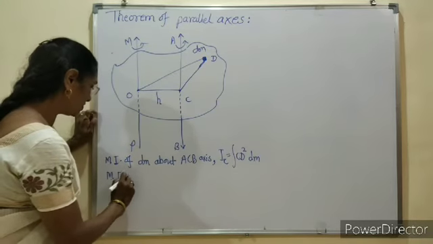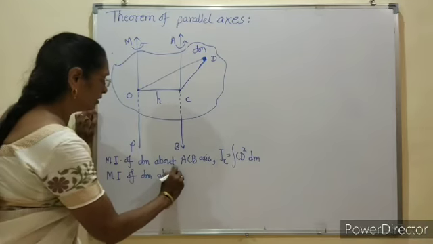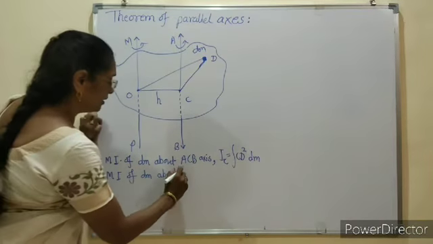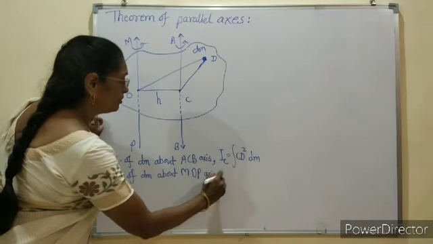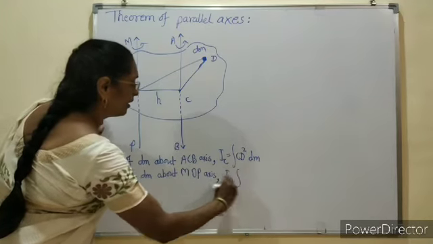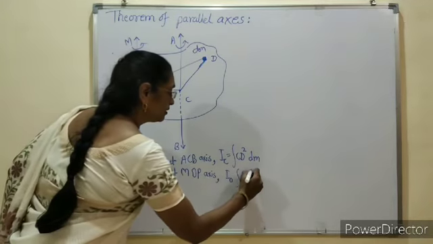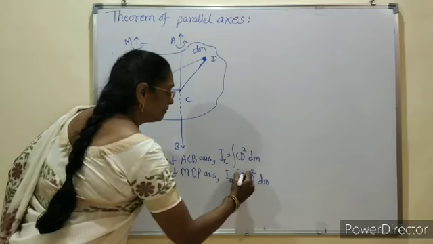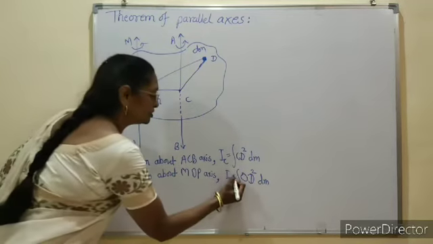Similarly, the moment of inertia of dm about the MOP axis can be denoted by IO, and it is equal to the integration of OD square dm. Again, it is by definition.